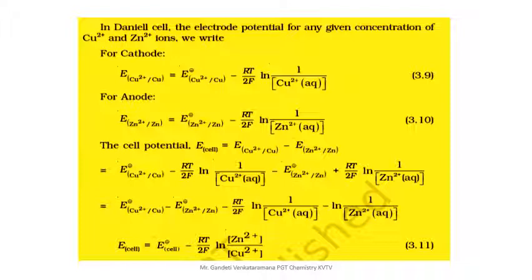Next, in the Daniell cell, we write the electrode potential for any given concentration of copper 2 plus and zinc 2 plus ions, for the cathode and anode. We already discussed what the Daniell cell is and the reactions taking place in it. At the cathode, reduction takes place: Cu2 plus plus 2 electrons gives rise to solid Cu. At the anode, oxidation takes place: zinc gives rise to zinc 2 plus plus 2 electrons. And what is our net reaction? You can go back and check the Daniell cell once.